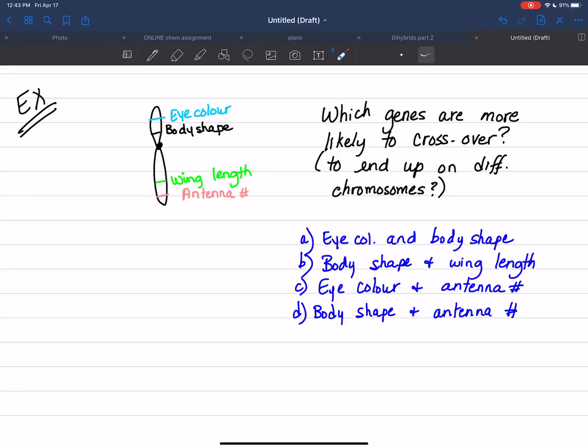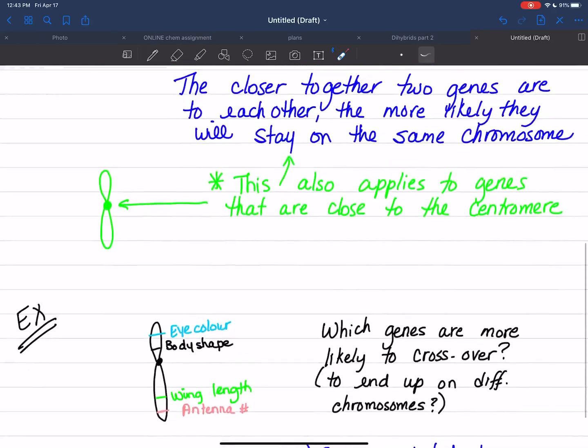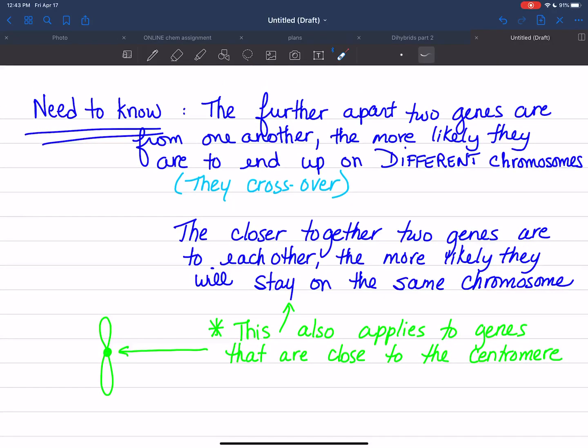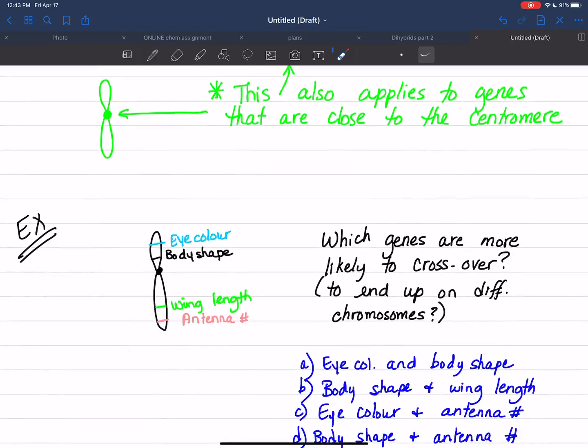So eye color and body shape. When I look at eye color and body shape, they're pretty close to one another. And our rule says that the closer together 2 genes are, the more likely they are to stay together. So chances are if there was another chromosome over here and crossover occurred, both of them would end up on that chromosome and the ones on this chromosome would switch over to that chromosome. But because they're so close, chances are they would go together.